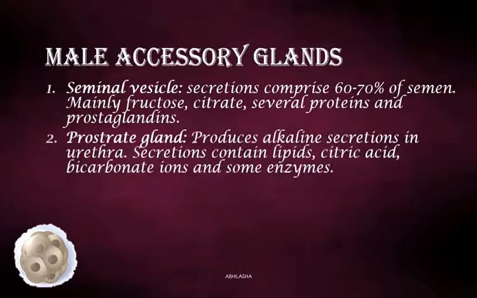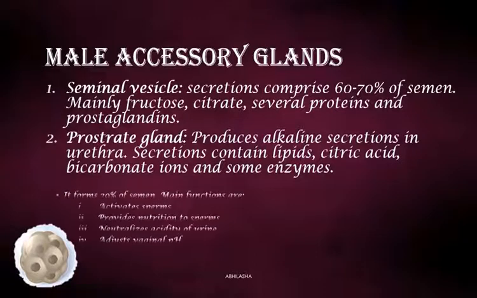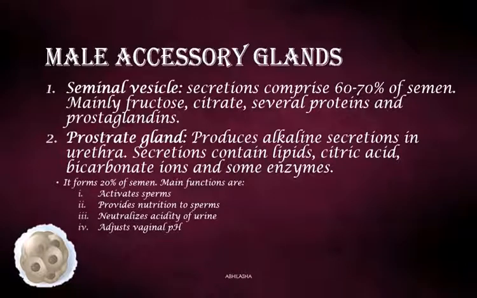Second one is prostate gland. It produces alkaline secretions in urethra. These secretions contain lipids, a small amount of citric acid, bicarbonate ions and some enzymes, for example, fibrinolysin. It forms 20% of the semen. The main functions are it activates sperms, provides nutrition to sperms, neutralizes the acidity of urine and adjusts vaginal pH.